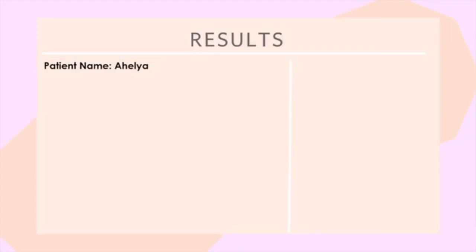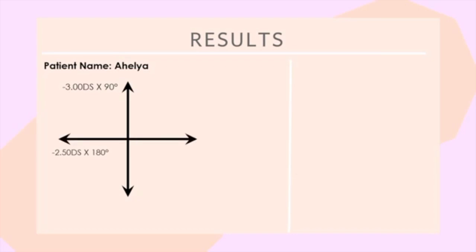For the recording, you must write down the gross ret and the net ret. Gross ret being the cross diagram and net ret being the overall equation. For our patient Ahalia, we observed neutralization with a minus 3 diopter sphere lens at the 90 axis and a minus 2.5 diopter sphere lens at the 180 axis. This is our gross ret.